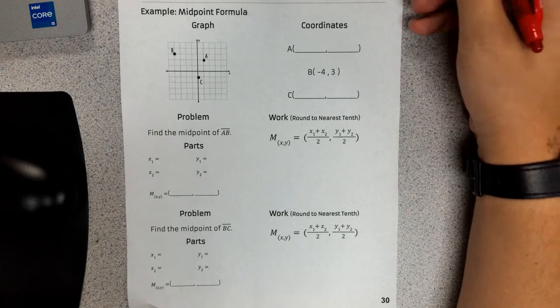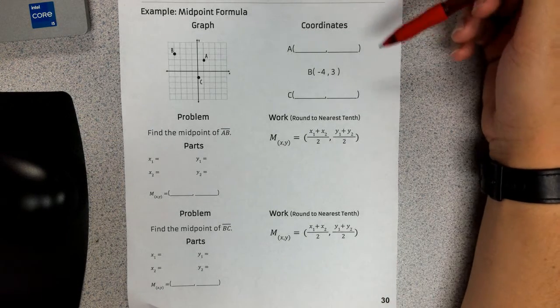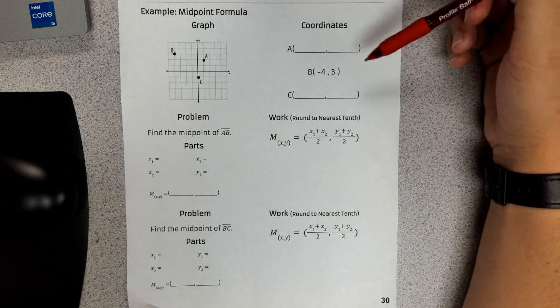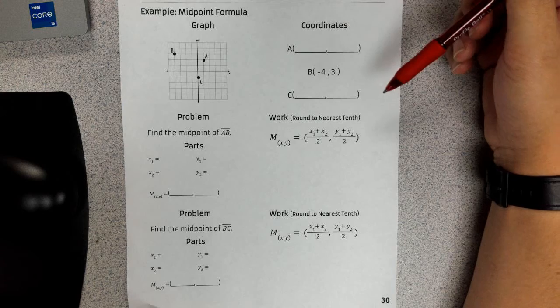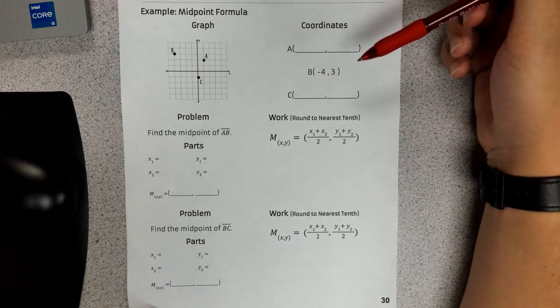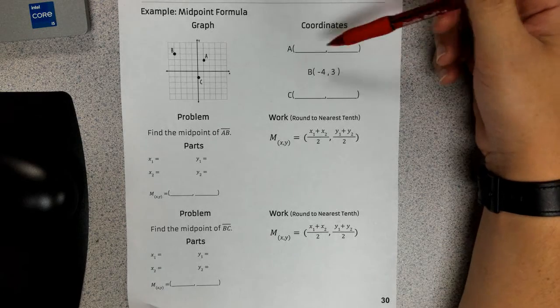In this video, we're going to talk about how to use the midpoint formula and coordinates in order to find the midpoint given points for a graph. Okay, so over here we are given the graph with a couple of points on there. We have A, B, and C.